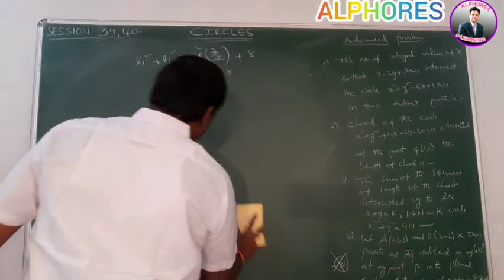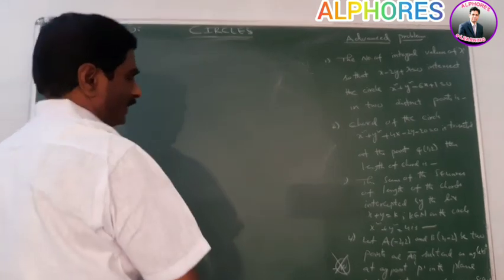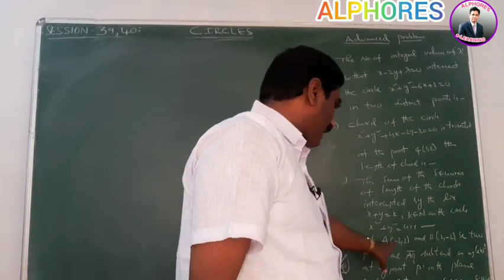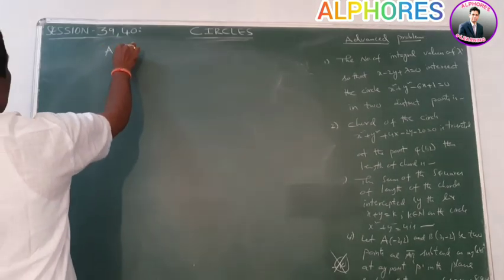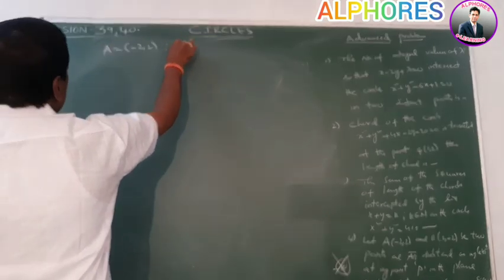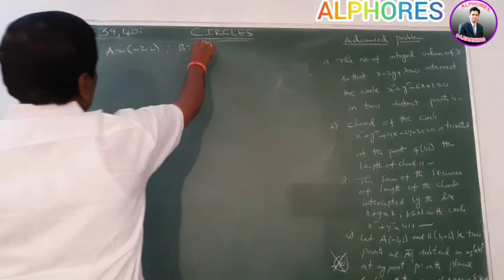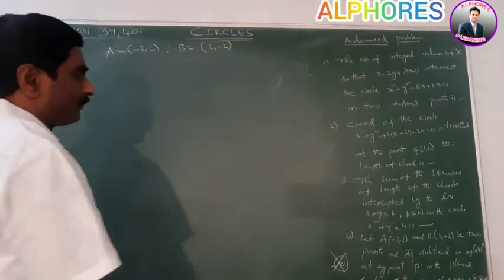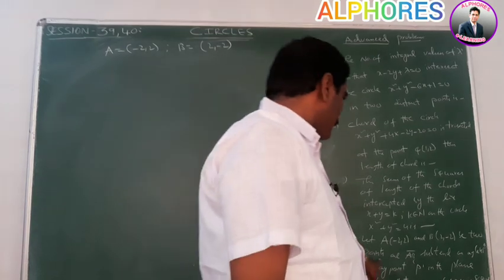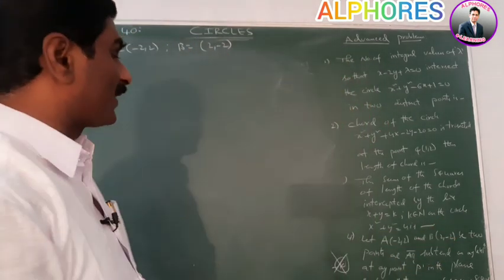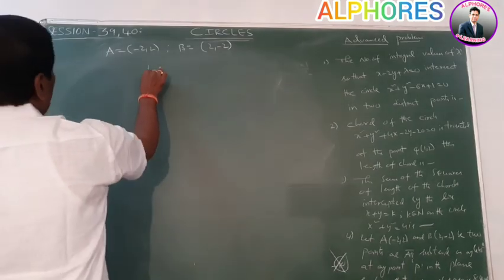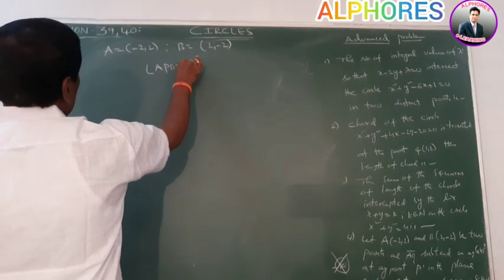Fourth one. Let A(-2, 2) and B(2, -2) be two points, and AB subtends an angle of 45 degrees at any point P. That means angle APB is equal to 45 degrees.